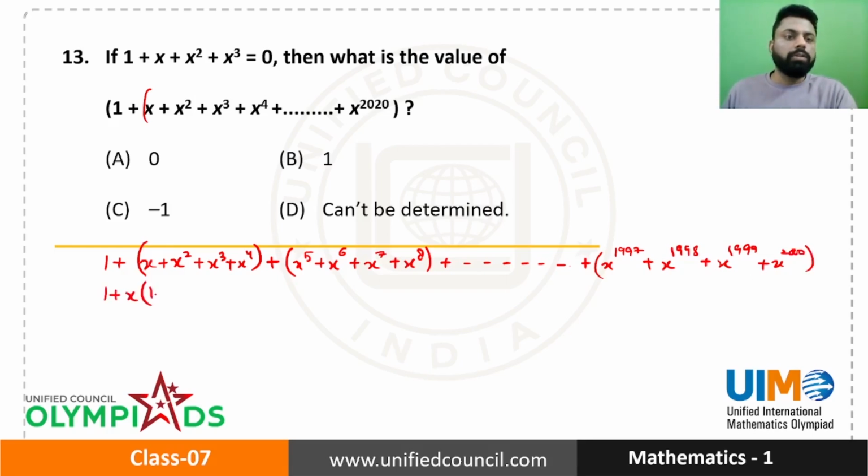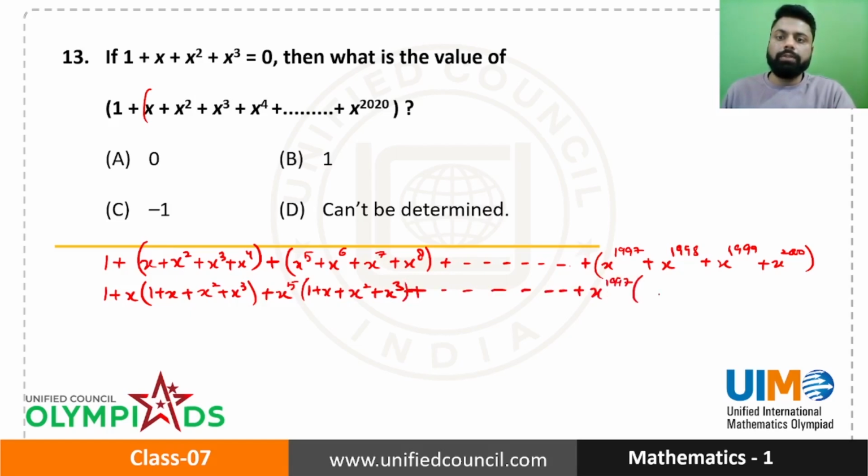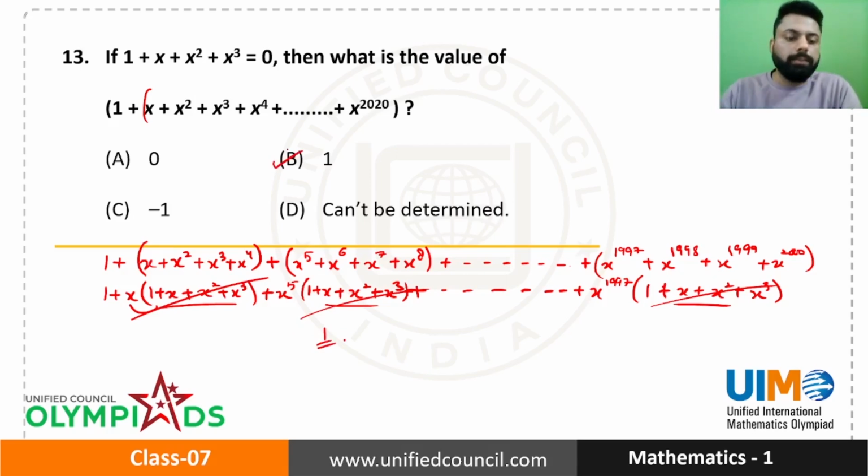Here if you take x common, this will become x times (1 plus x plus x square plus x cube). If you take x to the power 4 common, it will become 1 plus x plus x square plus x cube. And similarly, x power 1997 times the same group. Now this value is every time 0, so the product with x or x square or x power 5 or x power 1999, everything will become 0. So this is equal to 1. B option is the correct answer.